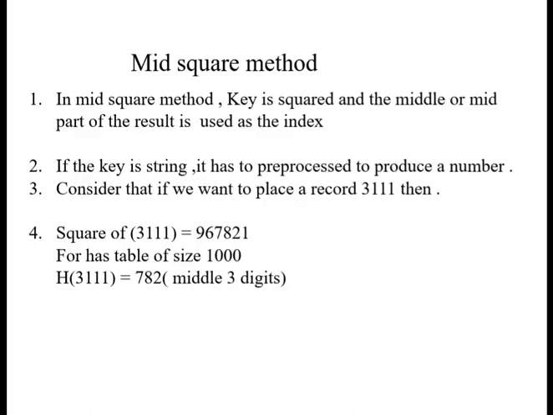Mid-square method. In the mid-square method, the key is squared and the middle part of the result is used as the index. If the key is a string, it has to be pre-processed to produce a number. Consider that you want to place a record 311, then the square of 311 is equal to 967821. For a hash table of size 1000, we have to choose 3 digits. That is, the middle number is 782. We can also choose 678. It has to be followed for all the values.